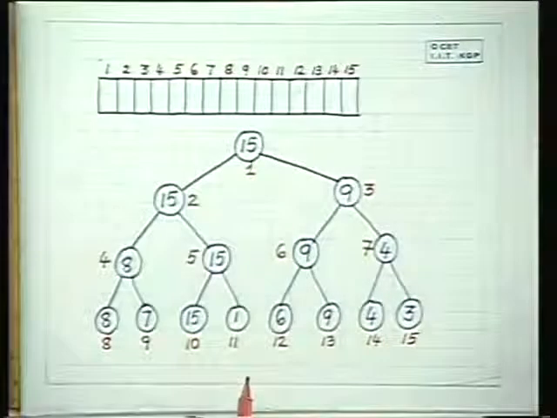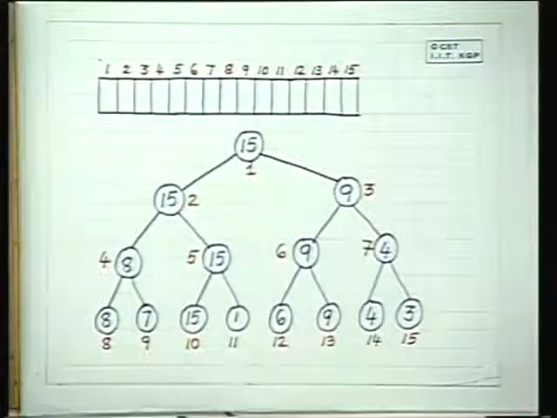Okay, so how do we build up the tournament in an array of size 2n minus 1 is the next question. So we'll rework the example. How do we start? Where do we start?